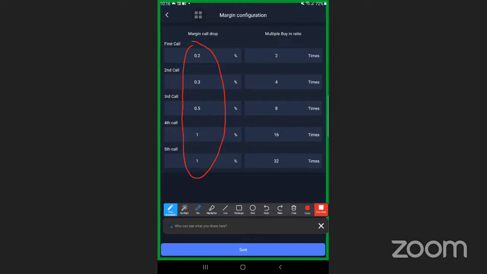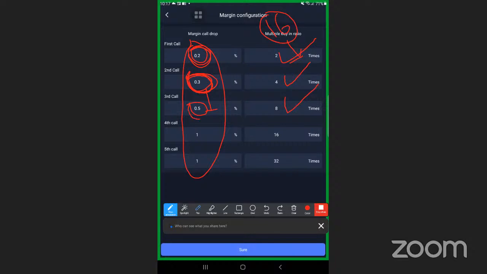So when the robot buys with $16 the first time, it will monitor for a fall of 0.2, then it will buy. If the price falls again by 0.3 from the point where it bought, then it will buy margin call number 2. From where it bought margin call number 2, the price should fall again by 0.5, then the robot is going to buy margin call number 3.